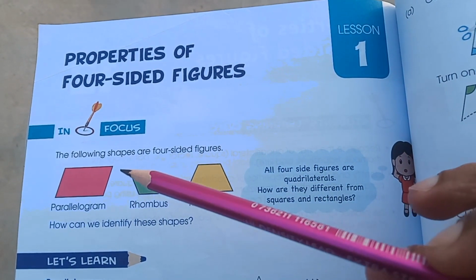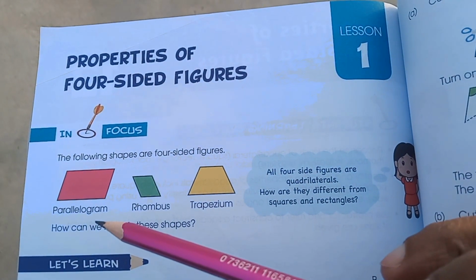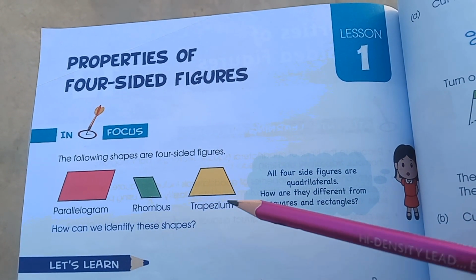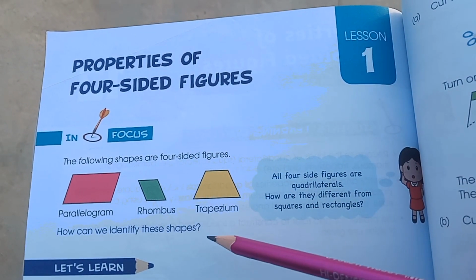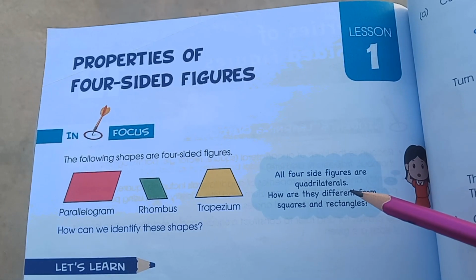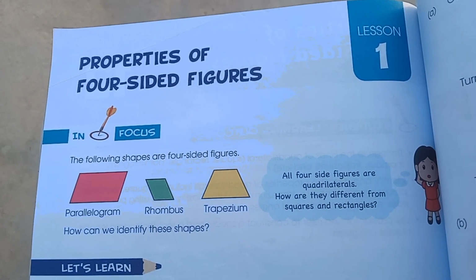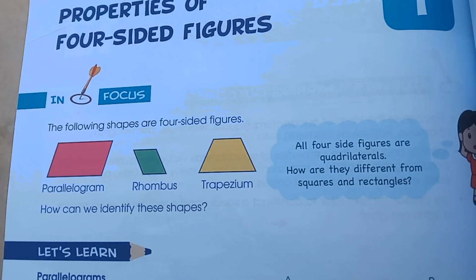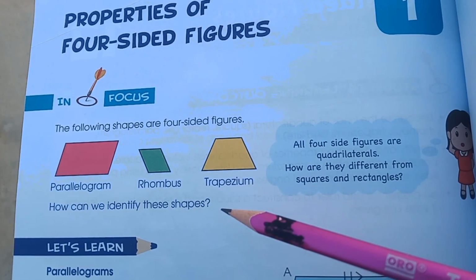Today we will learn about lesson 1, properties of four-sided figures. In focus, the following shapes are four-sided figures: parallelogram, rhombus, and trapezium. These three are four-sided figures and all four-sided figures are quadrilaterals. How are they different from squares and rectangles? How can we identify these shapes?